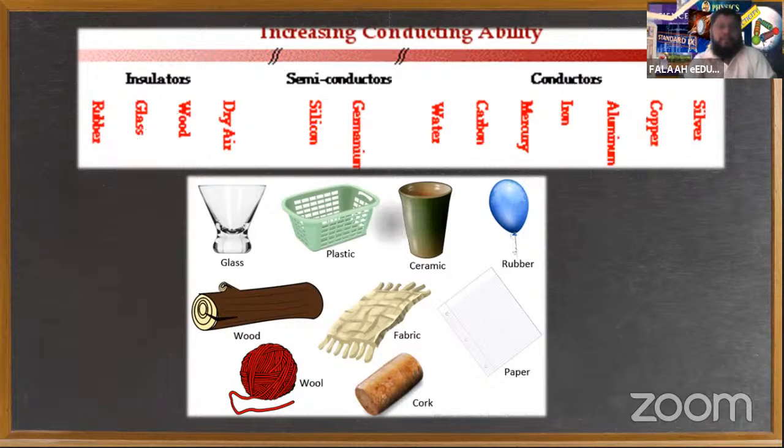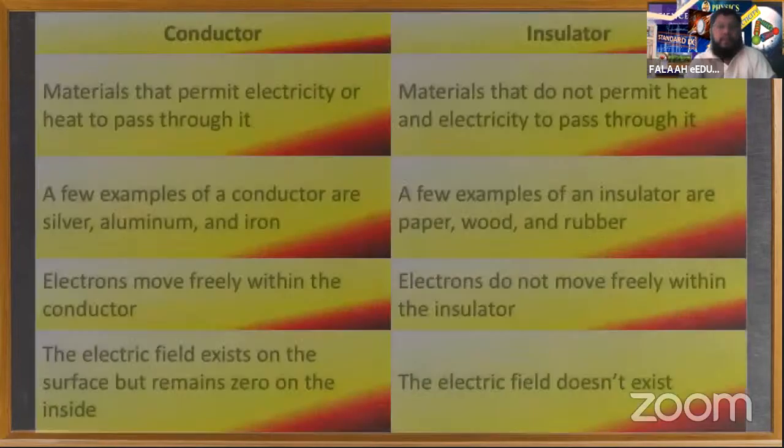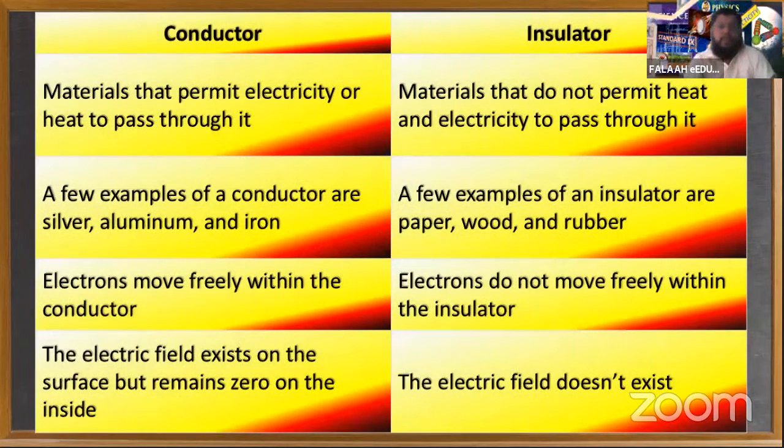Yes. This is the differentiation between the conductor and insulator. You can screenshot it, and if you have any doubt, you can ask me. A material that permits electricity and heat to pass through is a conductor. A material that does not permit heat and electricity to pass through it is an insulator. A few examples of conductors are silver, aluminum, iron. A few examples of insulators are paper, wood, rubber.